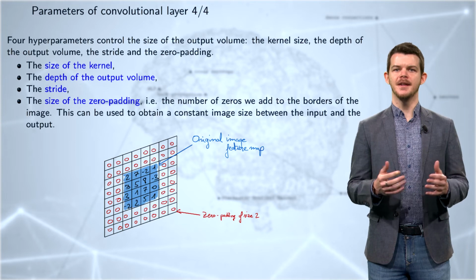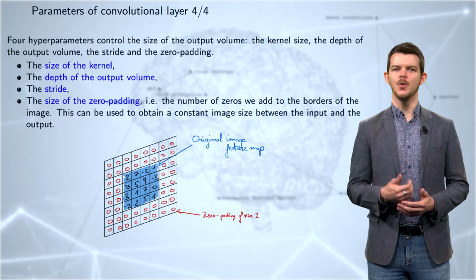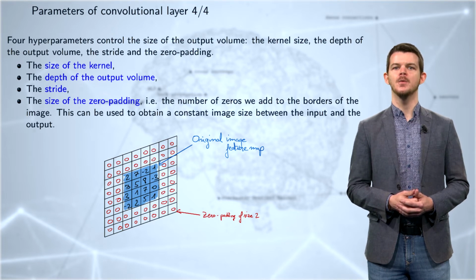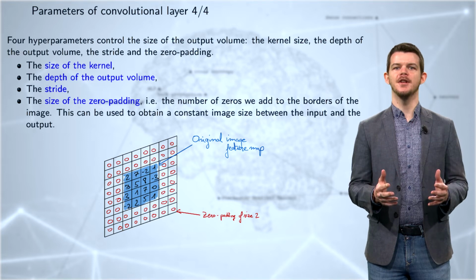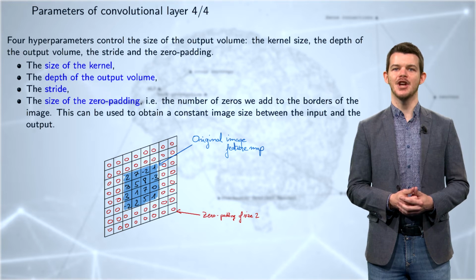The size of the zero padding is the number of zeros you add to the border of the image. In this example, you have an image of size 4 by 4, which is surrounded by 2 strata of zeros. In this case, we have set the size of the zero padding to 2. This is particularly useful to reshape an image or ensuring that the output image has the same shape as the input image. A kernel is then applied to the whole image, here an image of size 8 by 8, which results in a bigger output feature maps than the one obtained without applying zero padding.